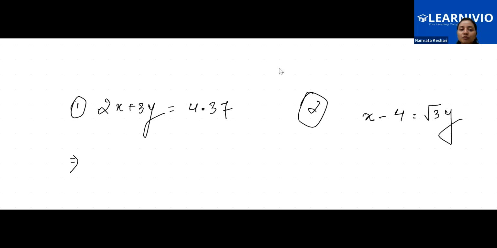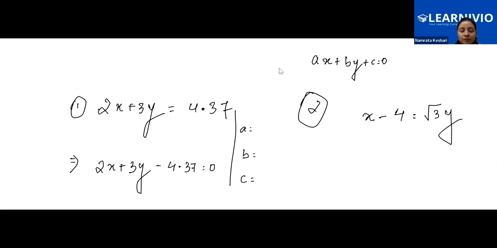Yes, Sazia, can you tell me what will be there? Ma'am, 2x plus 3y minus 4.37 is equals to 0. Exactly, 2x plus 3y minus 4.37 is equals to 0. Basically, we have to represent it like ax plus by plus c is equals to 0. Have we represented the given linear equation in two variables like that? Yes, we have. Now, Sazia, what is A, what is B, and what is C? 2 is A, 3 is B, and minus 4.37 is C.